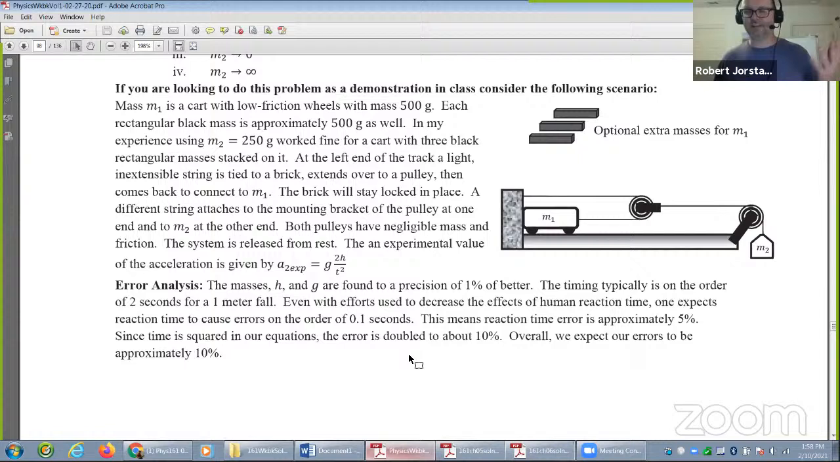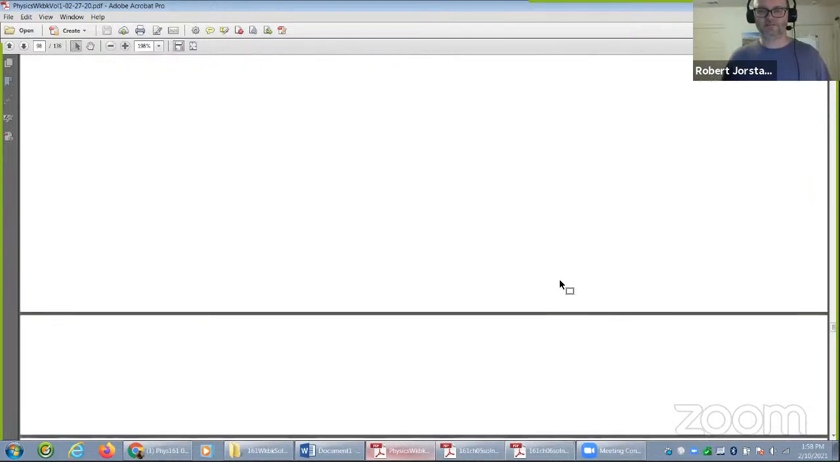Yeah, and I've done this in class many times. If you look at the reaction time and all these things, you can get this right to within 10% time in and time out. So it really works as long as mass 1 and mass 2 are significantly bigger than these pulleys, which are like 10, 30 grams, somewhere in there. So that usually works. All right.